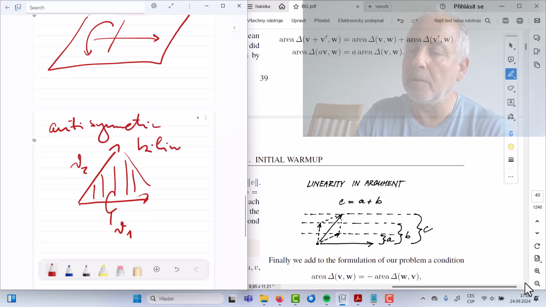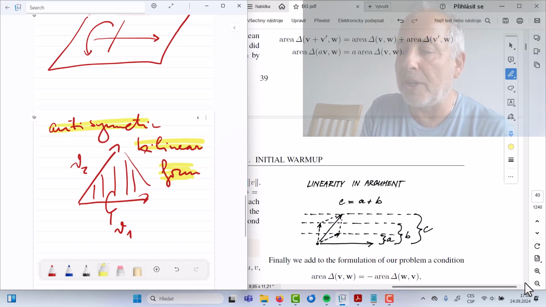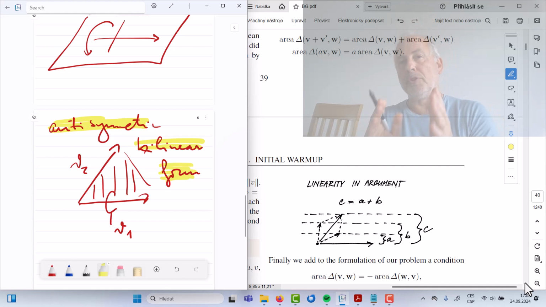And that's what we call the antisymmetric bilinear form, right? Something which is clearly linear in each of the arguments, therefore I call it bilinear. It's a form because it's something which is linear in the arguments and valued in scalars. And it's antisymmetric because if I change the order of the arguments, it changes the sign.